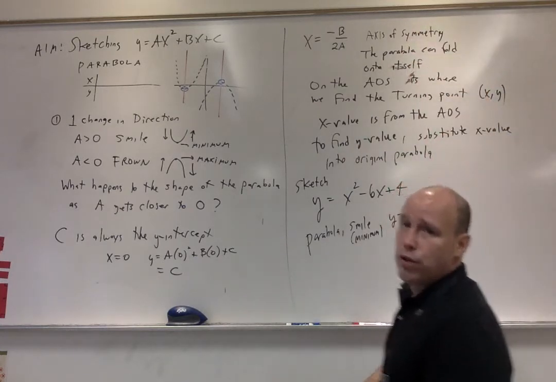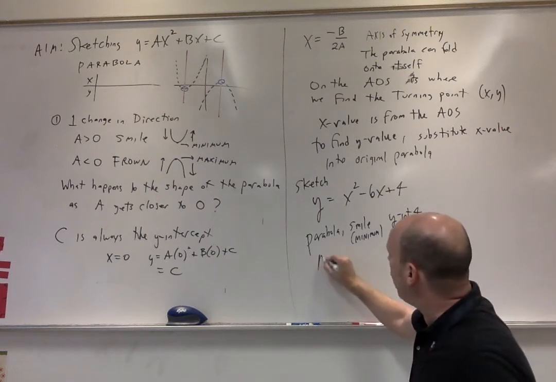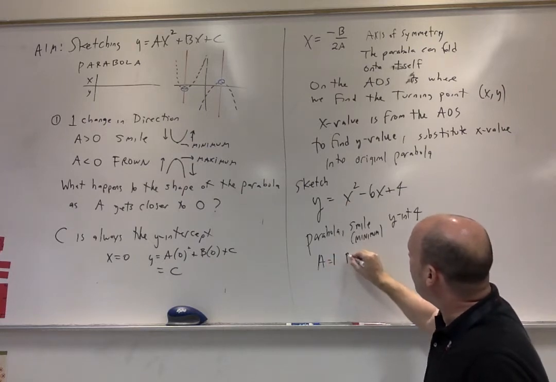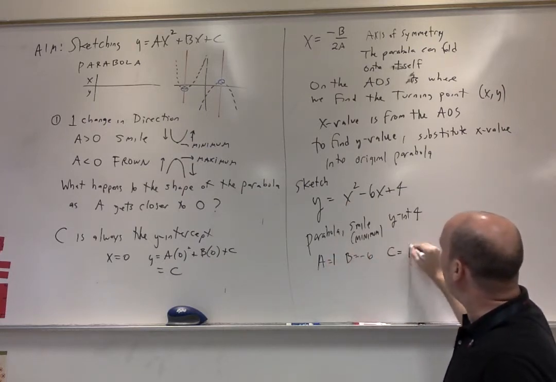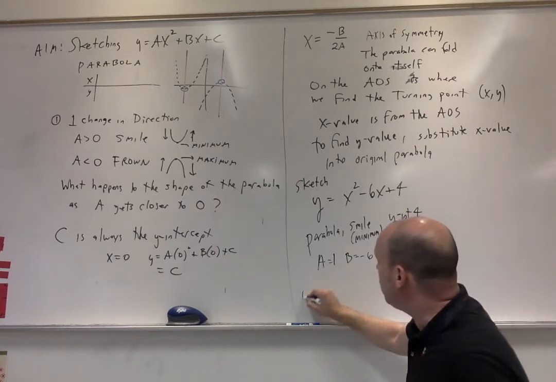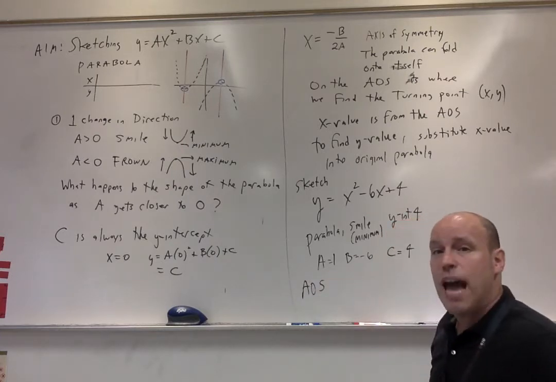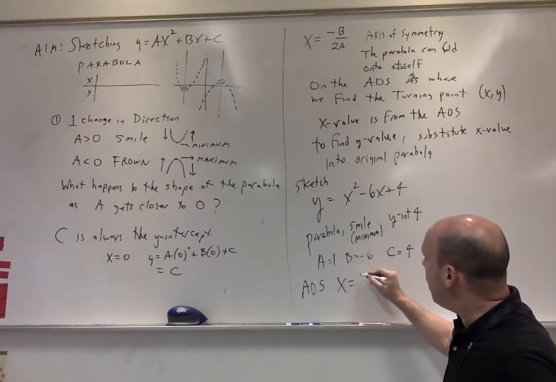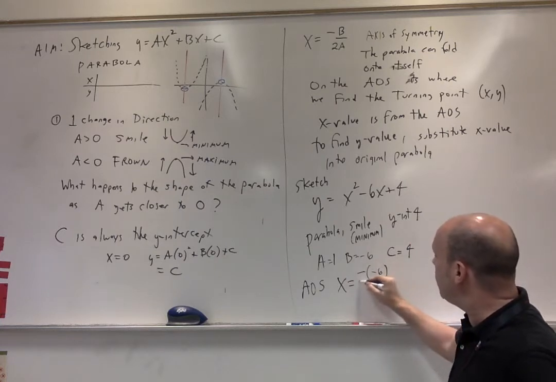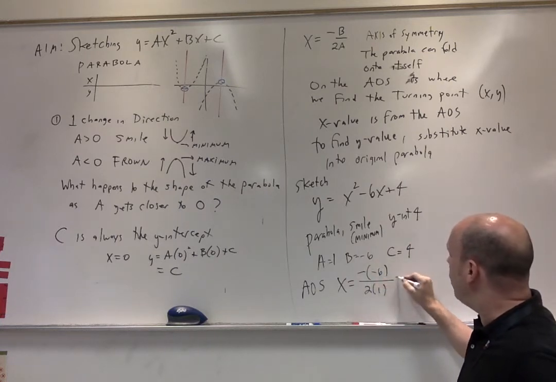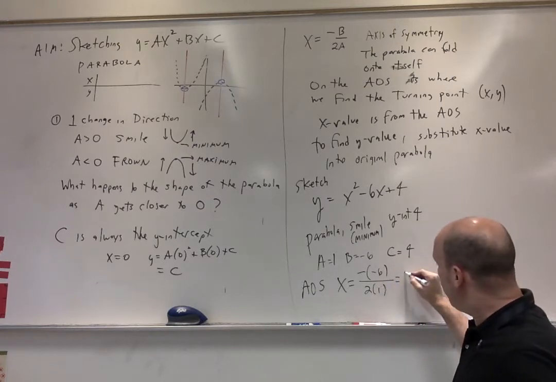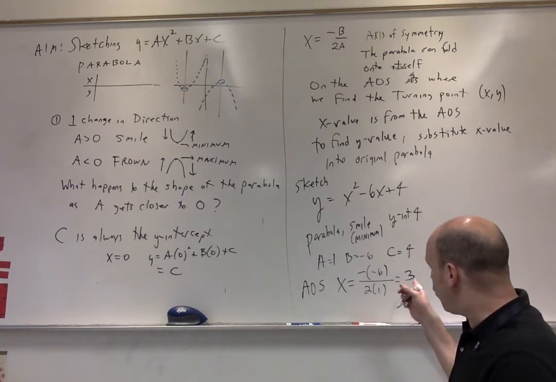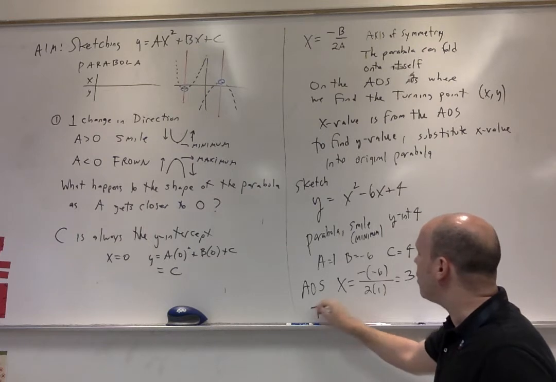Well, the first thing I'm going to do is figure out what my coefficients are. A is 1, B is negative 6, and C is 4. Therefore, I can easily find the axis of symmetry. This is a line, so you have to write it as the equation of a line. So it's x equals negative b, 6, over 2 times 1, which is 6 divided by 2, which is 3. You have your axis of symmetry. Now I can find the turning point.